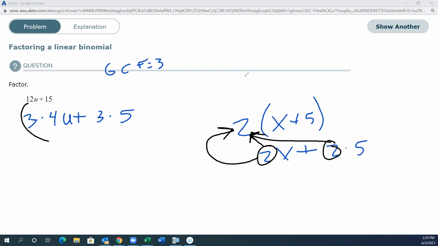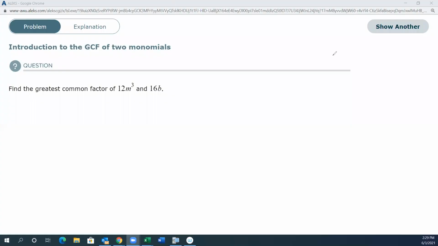Okay, that's what I do. And so that's what I'm going to do over here. I'm going to take these 3's, the greatest common factor, and I'm going to pull them out. And what's left is 4u plus 5. And you're going to get real good at this if you aren't already good at it. And so that'll be very helpful.